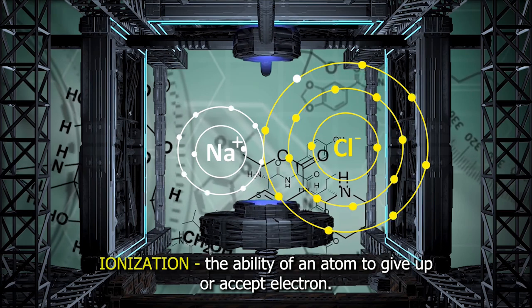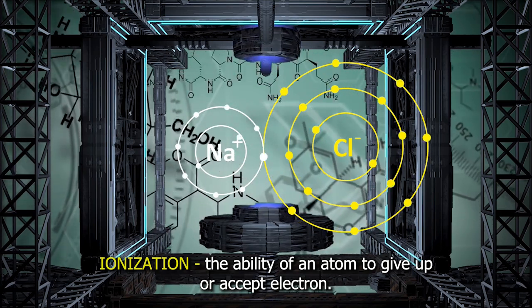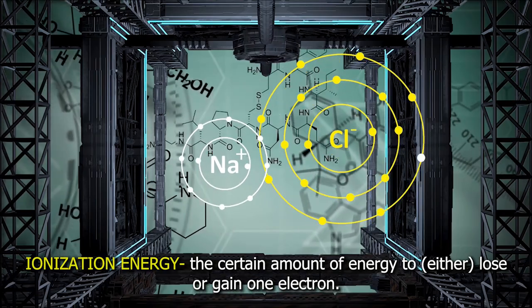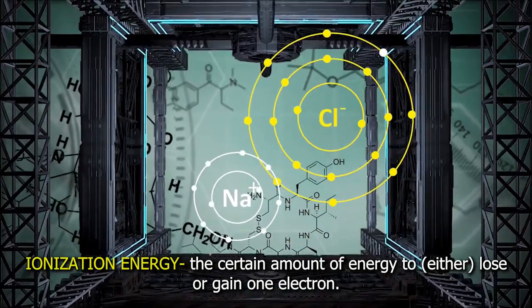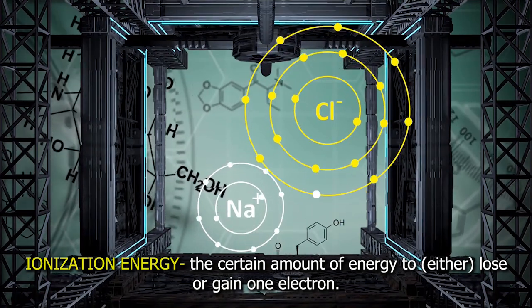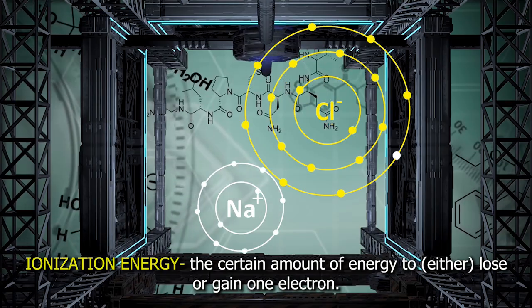We knew from the previous lesson that electrons have energy. Therefore, if an atom is unstable, it requires a certain amount of energy to either lose or gain one electron. The energy is referred to as ionization energy.